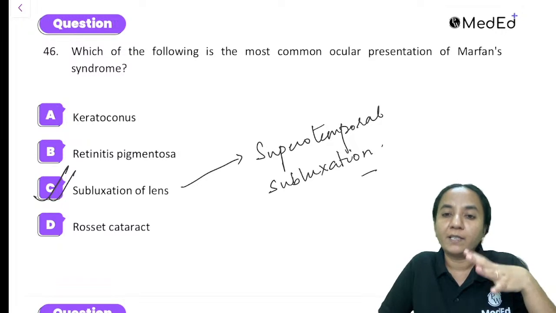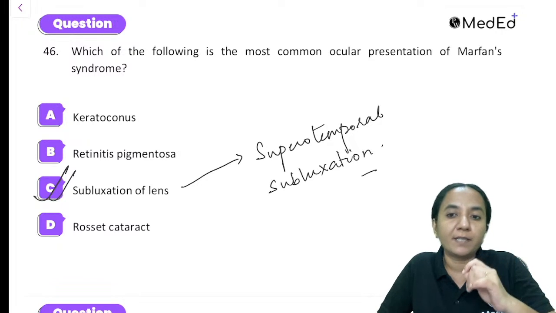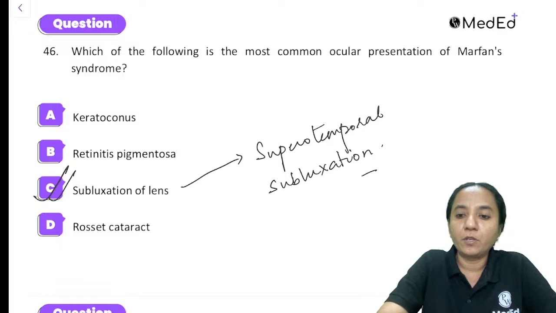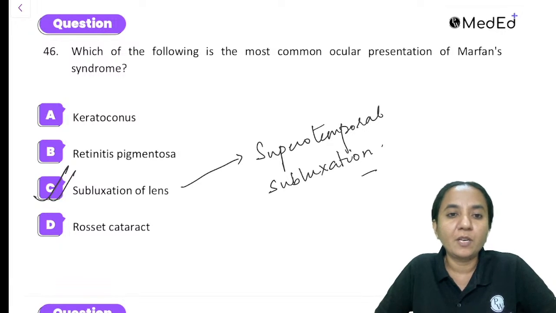So in the eye, what is it that you get to see in Marfan? It is a subluxation of the lens or an abnormal position of the lens. And what is the position? It is superotemporal.